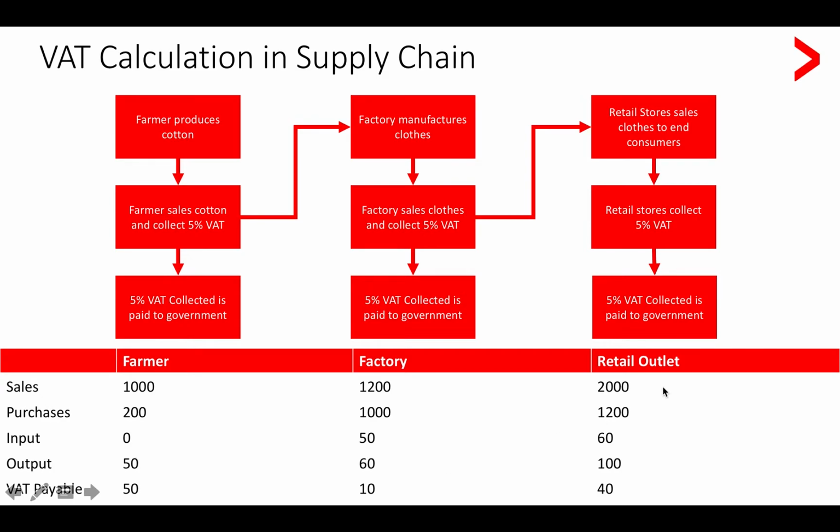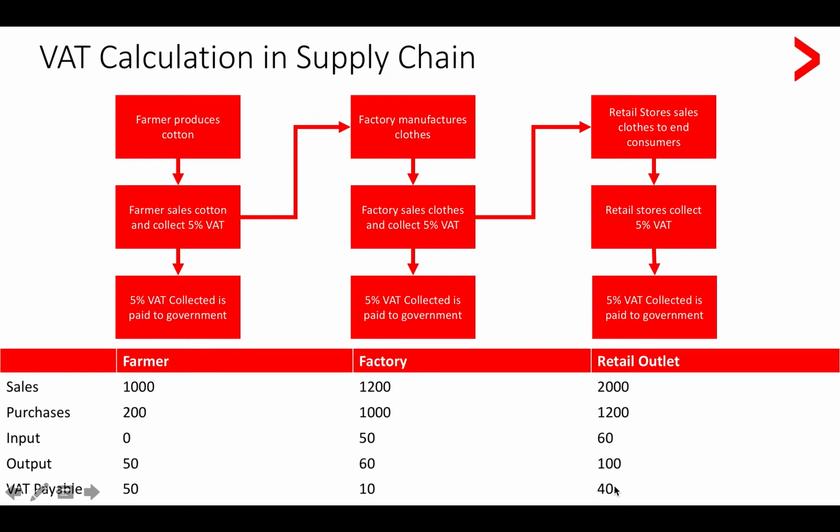Again, if we go further, the retail outlet is the one who sells clothes to the end consumers. In that case, the sale of $2,000 is being charged for the VAT. So the VAT being charged by the retail is $100. At the same time, the retail outlet paid $60 in input VAT when they purchased goods or clothes from the factory. So the difference of 40 is required to be paid to the authority.